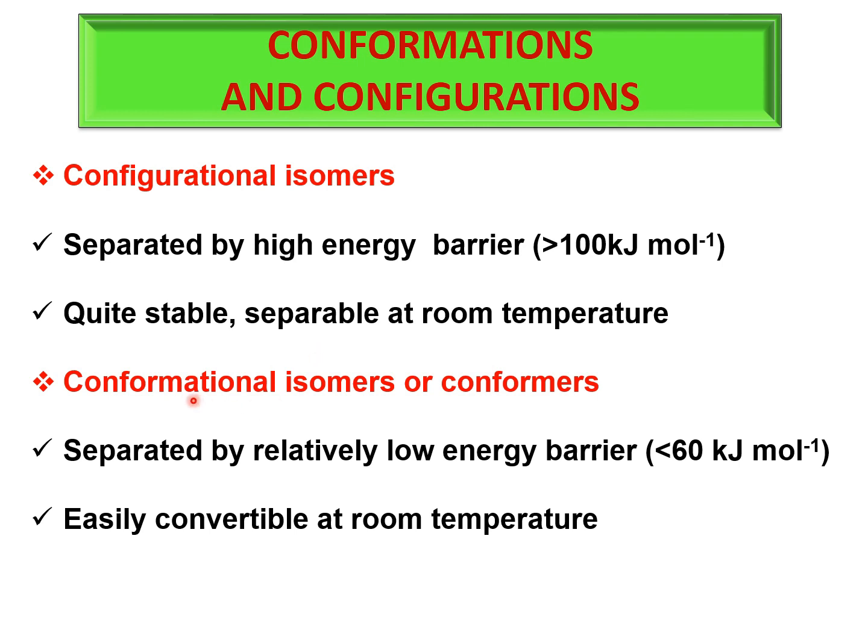On the other hand, conformational isomers, because they have a lower energy barrier, are easily convertible at room temperature. This means that they are relatively less stable as compared to configurational isomers, which means that they are not separable at room temperature, and you cannot have them separately or study them separately. So this is how we can differentiate between conformations and configurations.